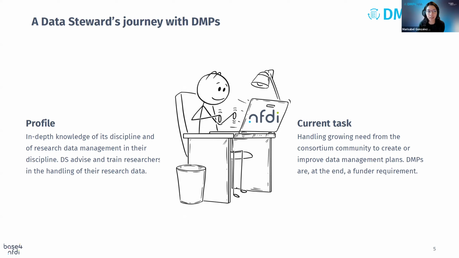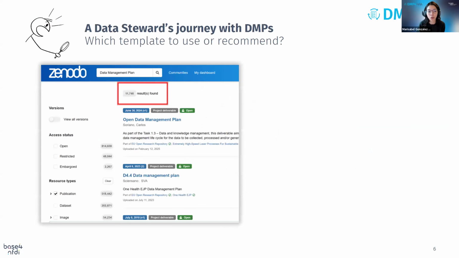Let's assume we are a data steward, and one of our many tasks is currently supporting researchers with a growing need to create or improve DMPs for funding applications. And let's assume that we are in a discipline where we don't know about DMP templates applied to our discipline. So if we start having a look at what to use or to recommend, it could be a bit overwhelming.